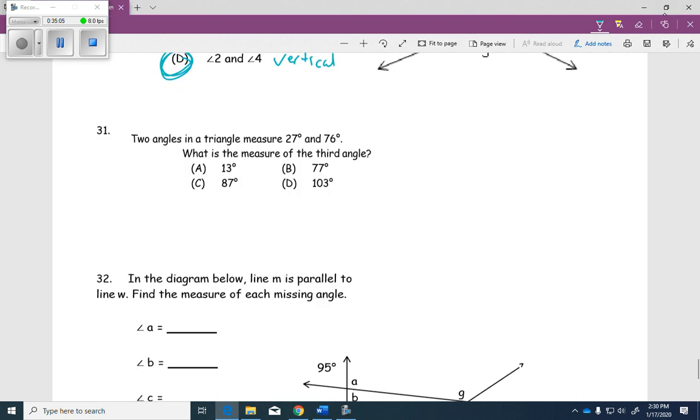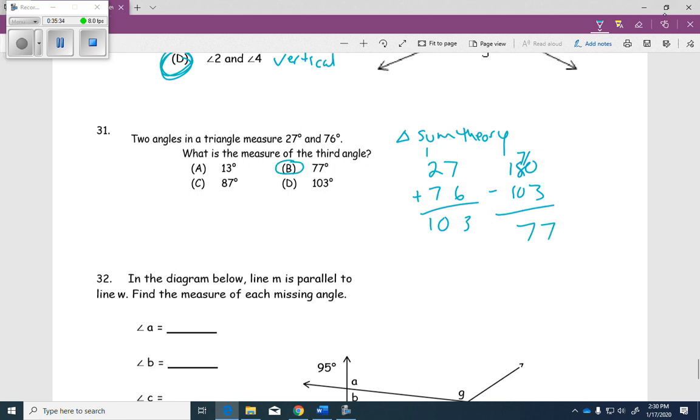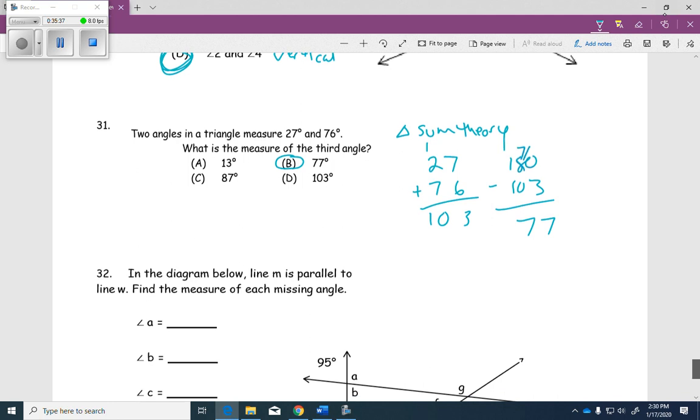31. Two angles in a triangle measure 27 and 76. What's the third? Oh, the triangle sum theorem. It says that three angles in a triangle add up to 180. So far, 27 and 76 is 103. 180 minus 103, 77 degrees. And the last question.